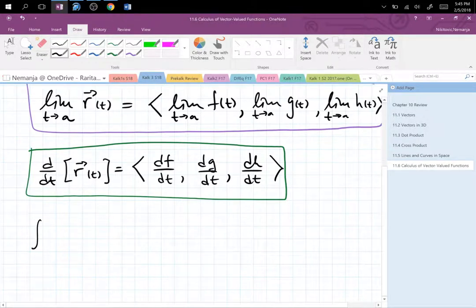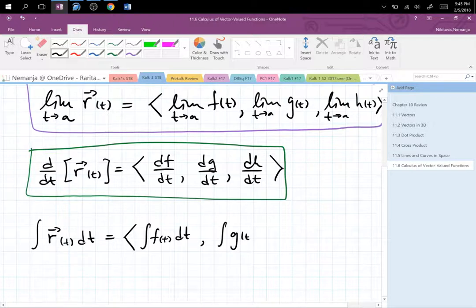And then the integral of the vector valued function dt is going to be again a vector. Integral of f of t dt, integral of g of t dt, comma, integral of h of t dt.